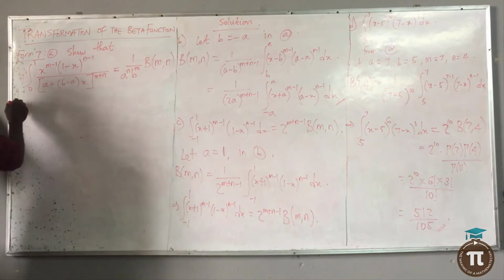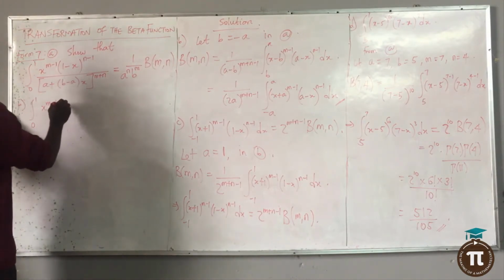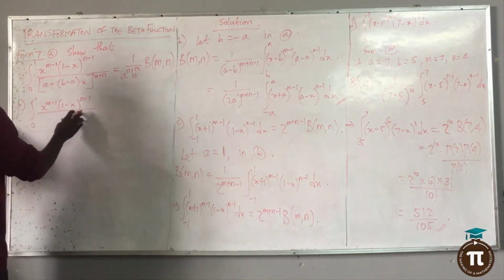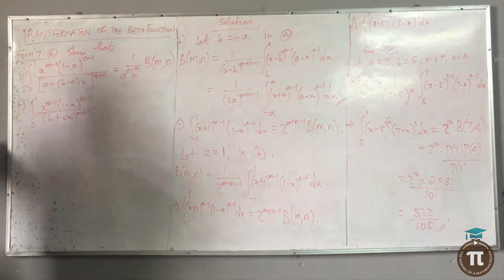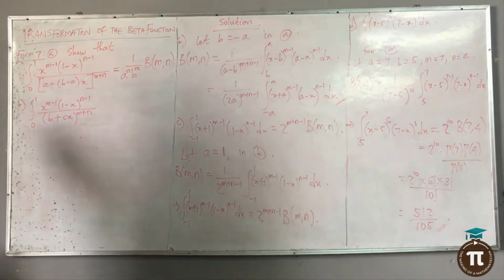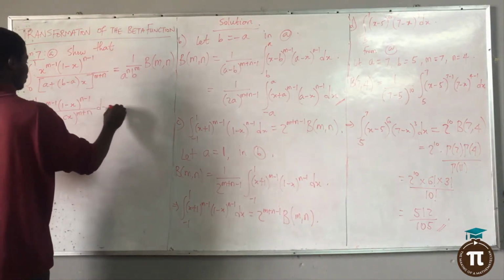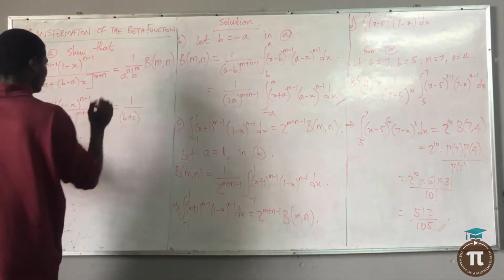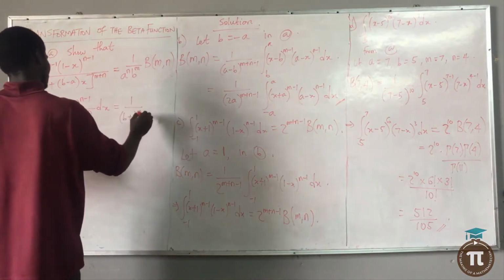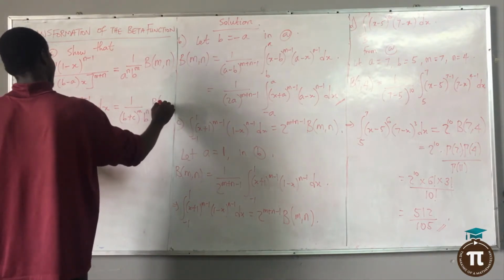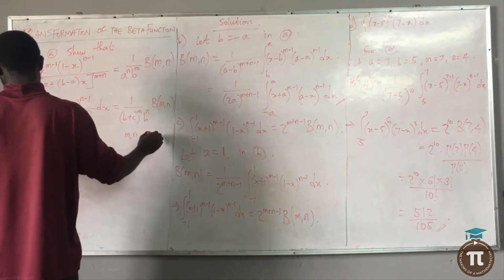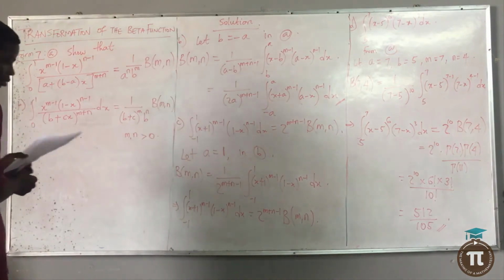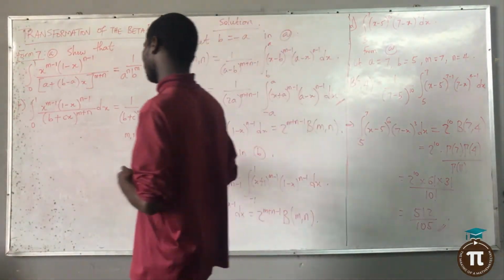Then the b part is saying that we should also show that the integral from 0 to 1 of s^(m-1) (1-s)^(n-1) all over (b + c s)^(m+n) ds will also be equal to 1 over (b+c)^m b^n beta of m comma n, where m comma n will be greater than 0. So, how are we going to solve this?